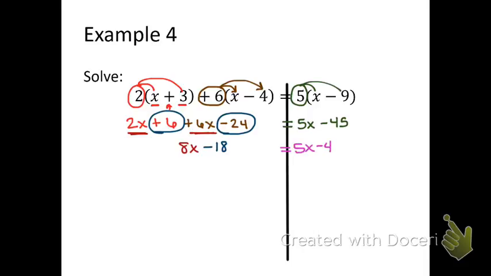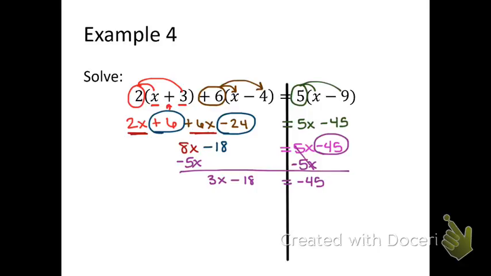5x minus 45. Now this looks like our previous example, so we just need to get our x's, our variable, on one side, and our non-variables on the other. So first thing is I'm going to move this 5x over. It's positive, so I'm going to subtract it. And I'm going to pull this over a little bit here. So 8x minus 5x is 3x. Bring down your minus 18 equals 5x minus 5x cancels, and this, remember that sign goes with it, is a negative 45.